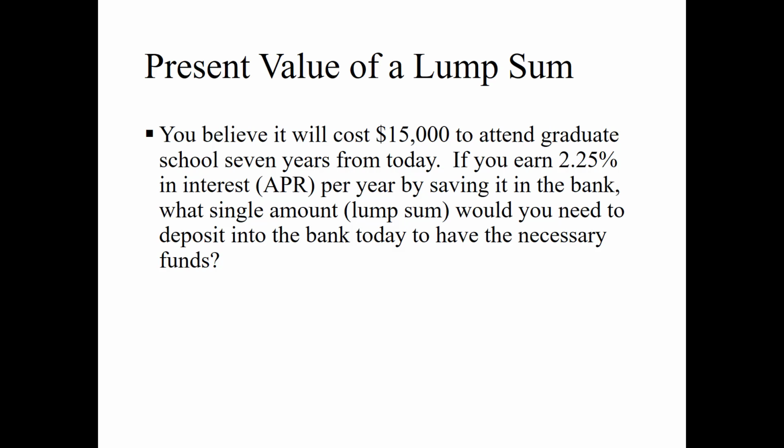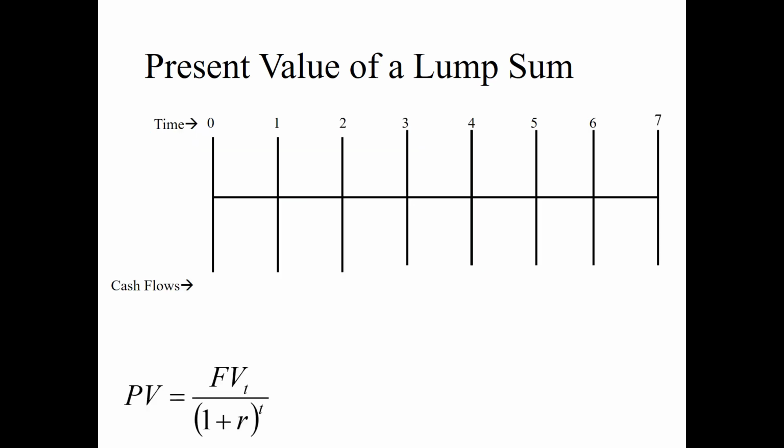So let's look at our timeline. Our timeline shows the number of time periods. In this case, we're going to say that our T is equal to the number of years times the time periods in a year. Since we're dealing with annual data, we would simply say that our T is 7 times 1 because there's 1 year in a year. So T is going to be equal to 7. Our interest rate, we take our APR and we divide by the number of time periods in a year that we're earning interest. In this example, we'd earn interest every year, so it's just 1. So our R is 2.25%. And our cash flow is a future value of $15,000 at time 7.